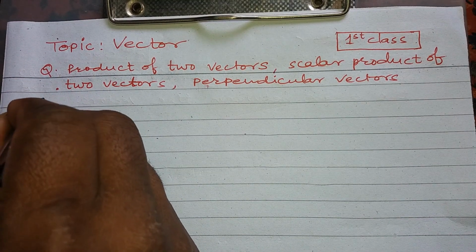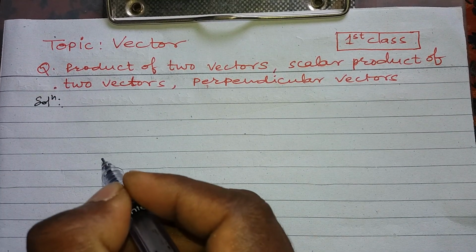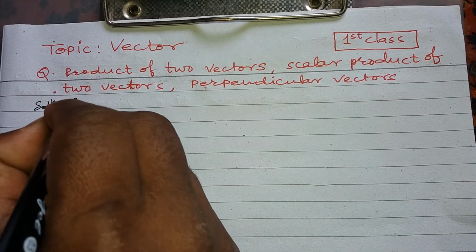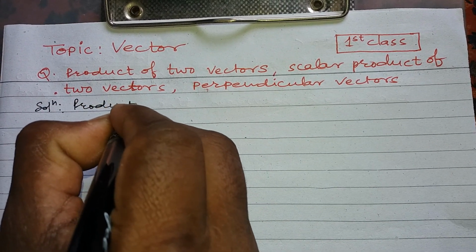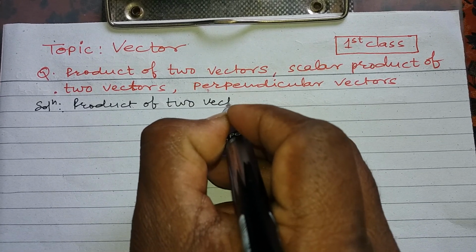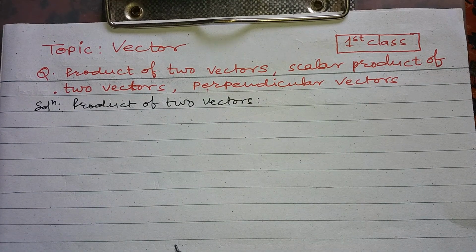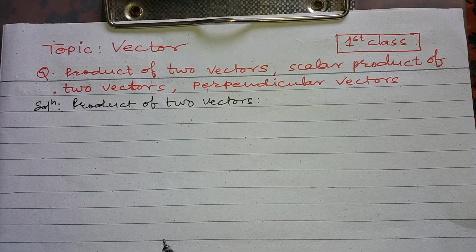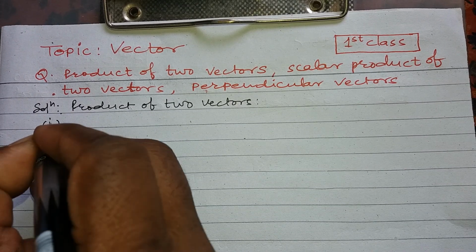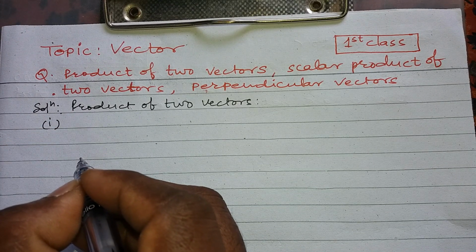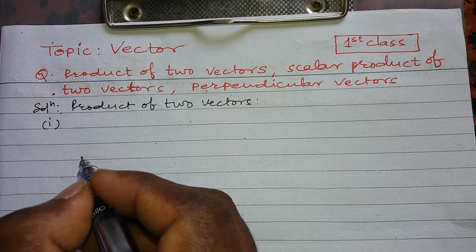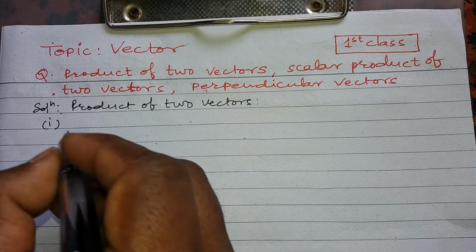Solution. Product of two vectors. There are two types of product. The first one is known as scalar product. Two vectors are multiplied and their result is a scalar.